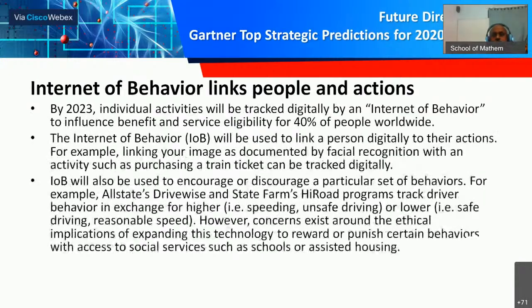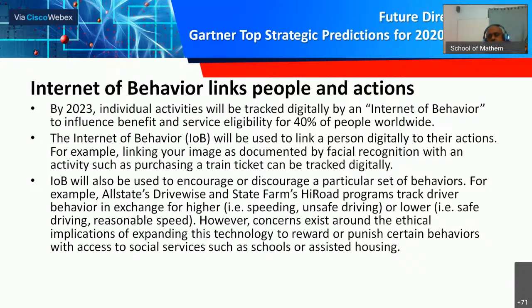Next is Internet of Behavior, which links people and actions. We know the Internet of Things. They say we are going to get the Internet of Behavior. So the system is going to study humans and their behavior. When it is studied and shared, the Internet of Behavior starts working, and this links a person digitally to their actions.